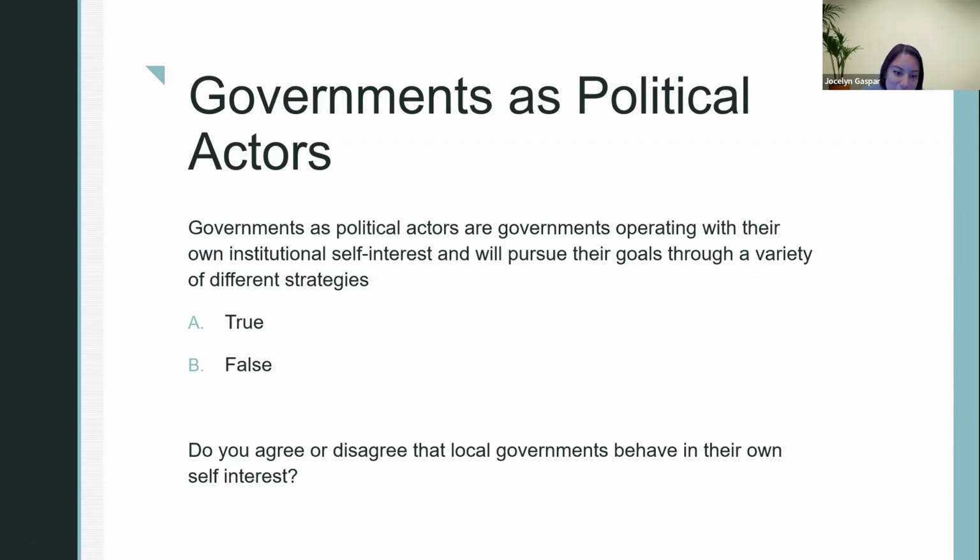So yes, the answer is true. Governments operate in their institutional self-interest and will pursue their goals through a variety of different strategies. And for my next question, do you agree or disagree that local governments behave in their own self-interest? And you could either unmute your mic or just answer in the chat box, whatever you're more comfortable with. Okay, so most of you agree. Interesting.